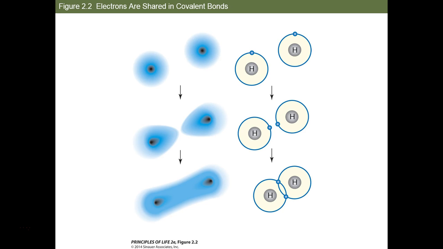Here's an example of 2 hydrogen atoms sharing electrons. Each hydrogen atom has 1 lonely electron. If they share them between the 2 of them, the outer ring for both hydrogen atoms now has 2, again considered stable.